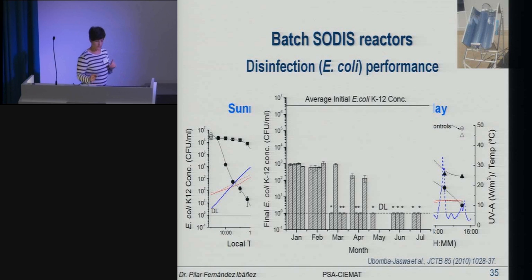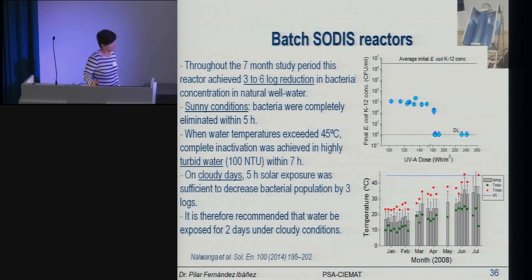Yes, this system was also tested in Uganda, for disinfection of harvested rainwater. It was evaluated for six months, looking for as much log reduction as possible, starting at 10 to the 6, more or less. So in sunny conditions, the bacteria were completely eliminated within 5 hours. And for turbid waters with 100 NTU, we required around 7 hours to decrease 6 logs. And on cloudy days, only 3 logs were achieved, and a second day of exposure was recommended, although one never knows if they will.